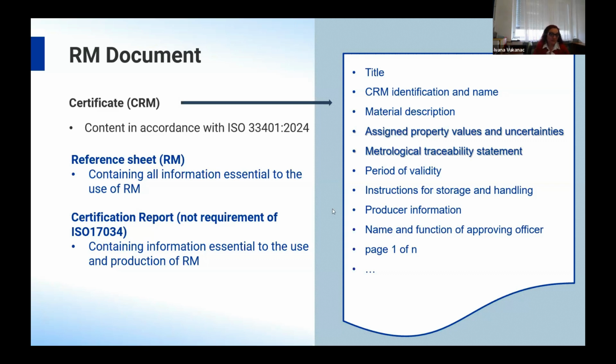Also, non-certified reference material can come with a reference sheet or a similarly called document, which contains information essential to the use of reference material. And also, although it is not a requirement of the standard, some certified reference material comes with a certification report where you can find all the information about the material and in addition about the production process.